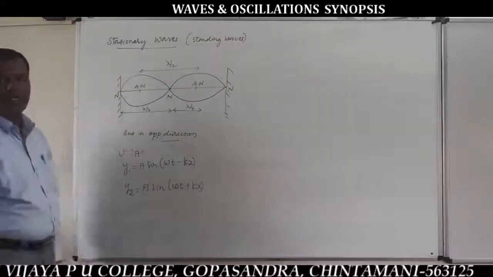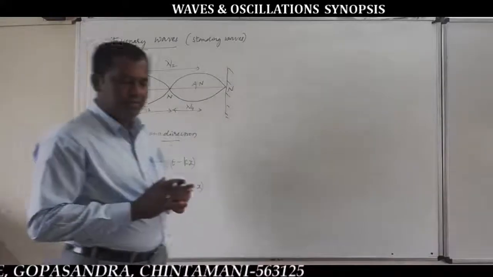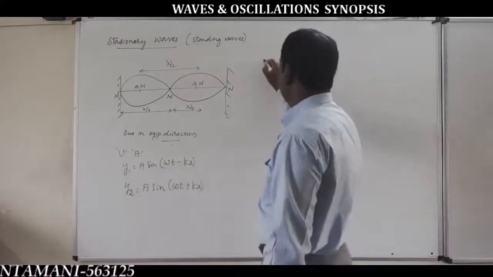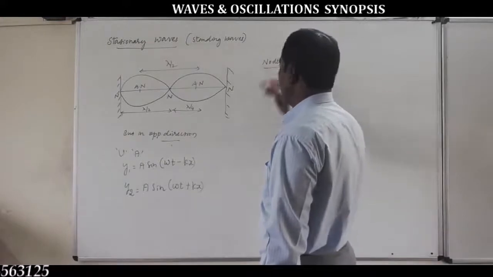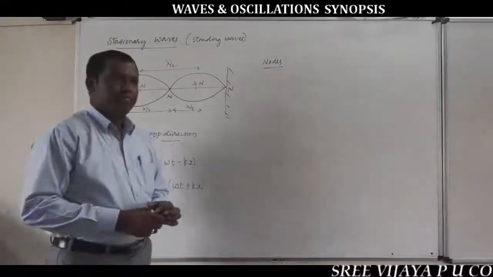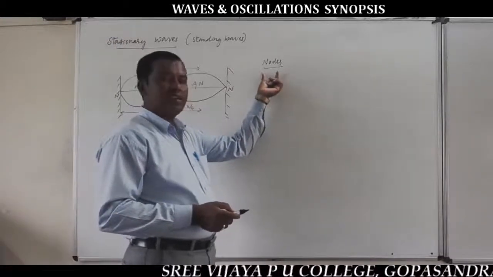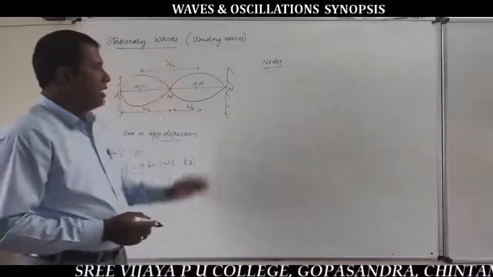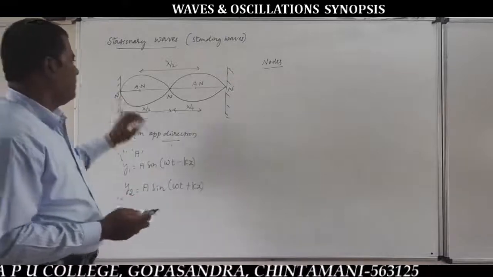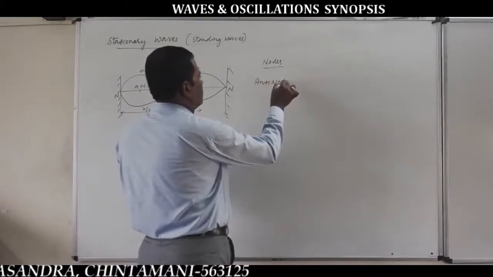When stationary waves or standing waves are generated, at certain points in a medium the particles of the medium are permanently at rest. Such points are called nodes. And at some points, the particles of the medium have maximum amplitude of vibration. Those points are called antinodes.